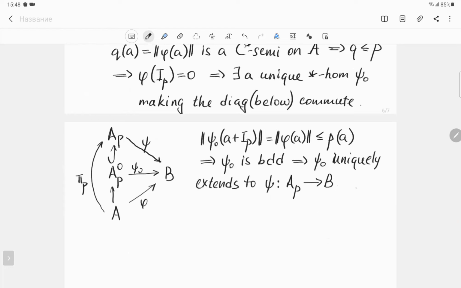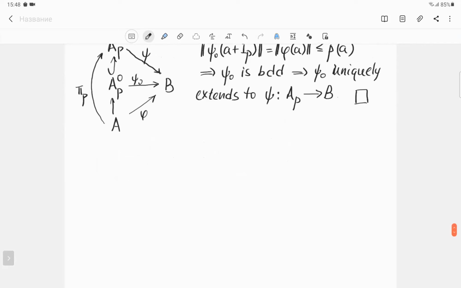And this completes the proof. So we see that AP is indeed a C-star envelope of our algebra. It turns out that there are some simple examples of star algebras for which the above condition is not satisfied, and so the C-star envelope doesn't exist.